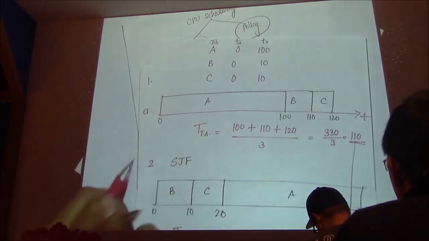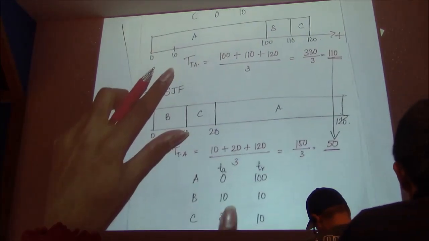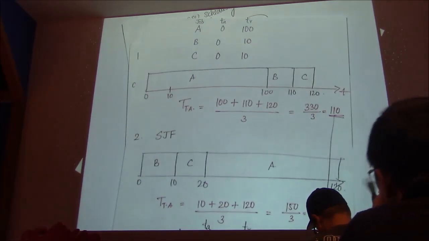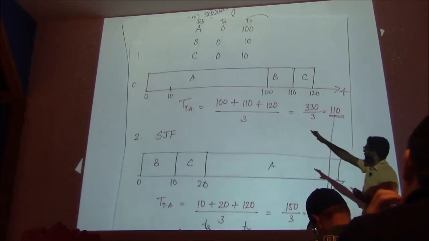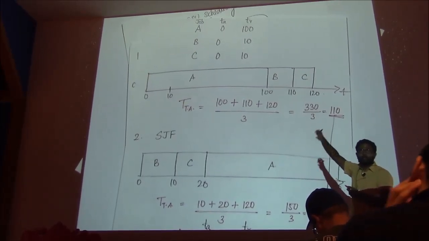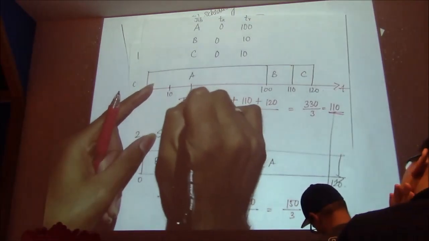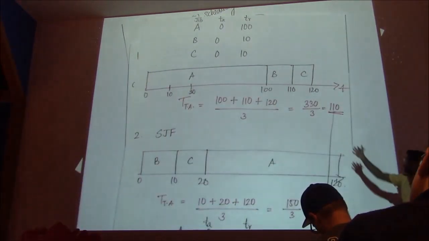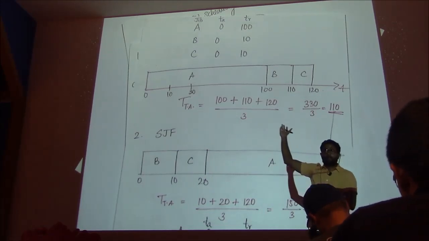But at time 10, B had already arrived, and we were not able to schedule it because shortest job first is a non-preemptive scheduling policy. So it just kept running A till it completed, even though B arrived at time 10 and C arrived at time 20. It kept on running A, and then it ran B and then C.